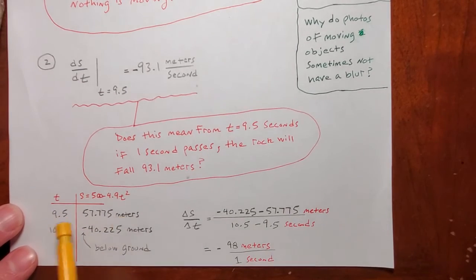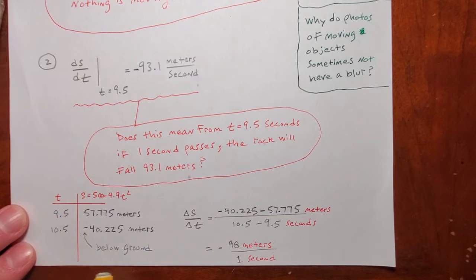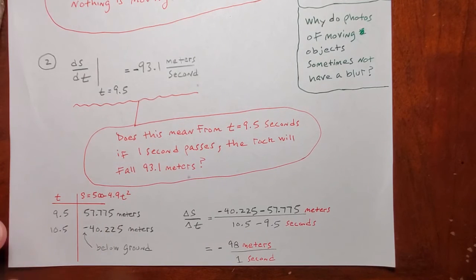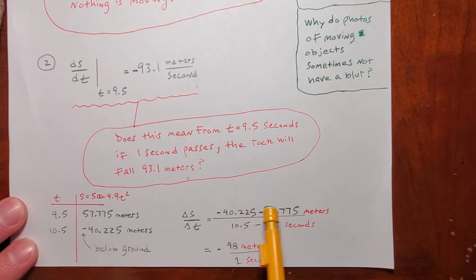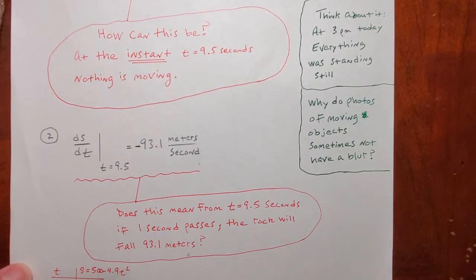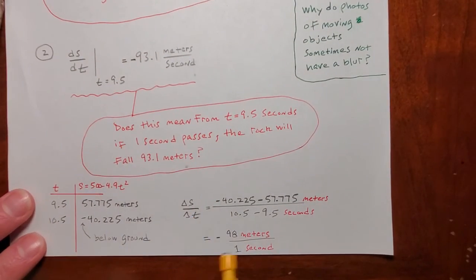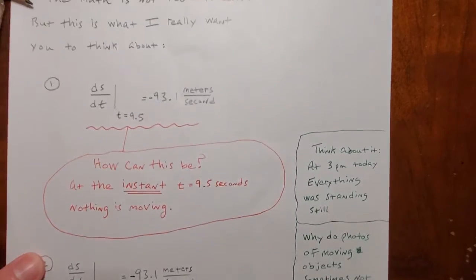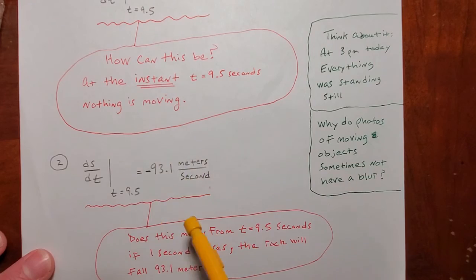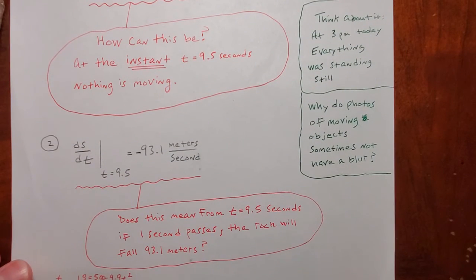Well, let's try it. I have a little table here, and I'll let t be 9.5 seconds, and I'll let 1 second pass, and that will make it 10.5 seconds. And I'll calculate the position. It turns out that if 1 second passes, now it's below ground. So that's one reason to think that can't be what it means. But if we just took these numbers to heart anyway, and calculated the change in position over a change in time, it would be that it moved 98 meters in 1 second. So that can't be it either. Even if it could fall through the ground and keep moving, it still wouldn't be the case that in 1 second it falls 93.1 meters. So both ways that you could try to understand what that number meant don't seem to hold up to reality.